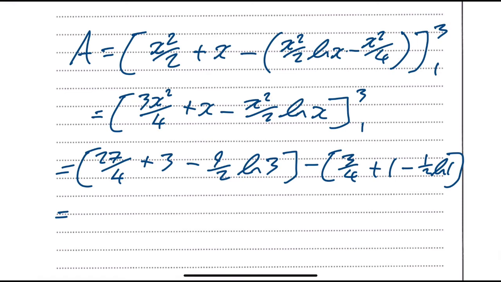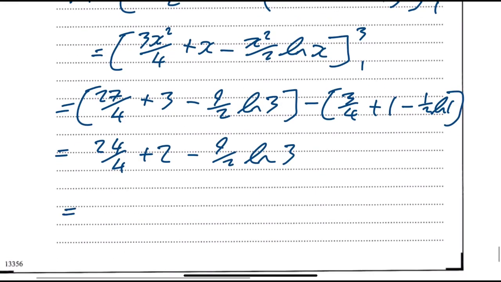that is going to be 24 over 4. I'm just doing this minus this. 24 over 4, and then the 3 minus a 1 is 2, and then just minus 9 over 2 ln 3. That is right. I've done this a slightly different way. I don't know what I did differently there, but I got the same answer. 24 over 4 is 6, plus 2 then is going to be 8, and then minus 9 over 2 ln 3, and I've done it a different way and got the same answer, so hopefully that is right.